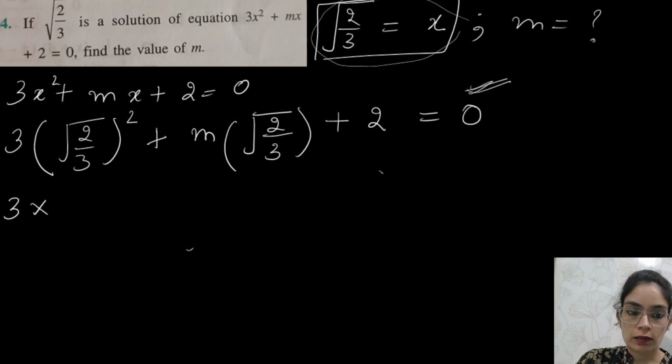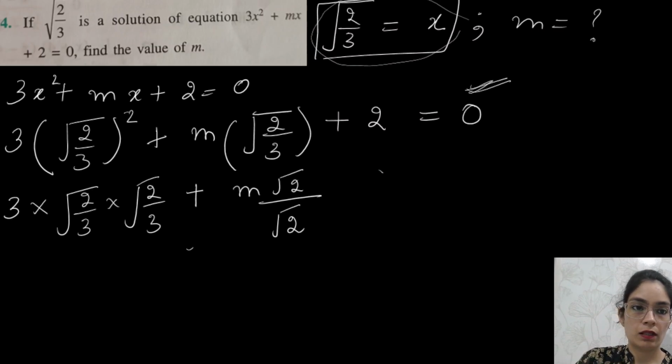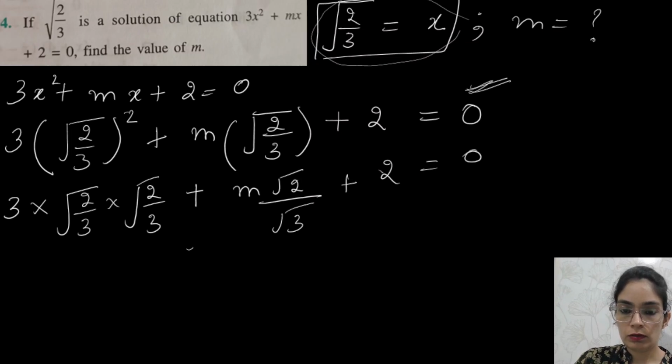So 3 into the square of this thing. See, root 2 by 3 square means root 2 by 3 into root 2 by 3. We can multiply it in here. So this will become m into root 2 by 3. If you want, you can also write it as root 2 by root 3. It will not make any difference. So I am just writing it, plus 2 equals to 0.